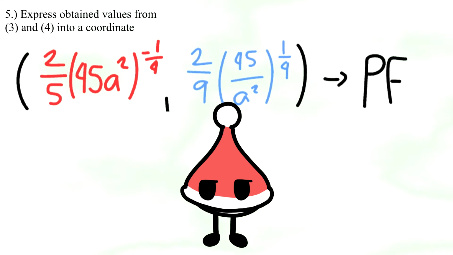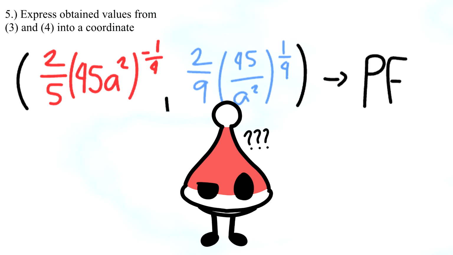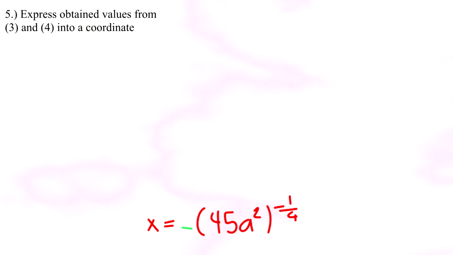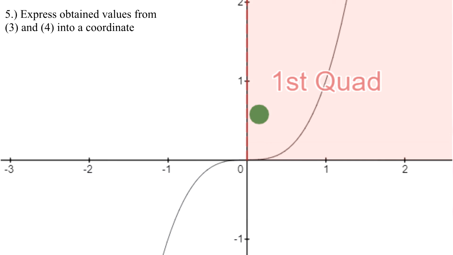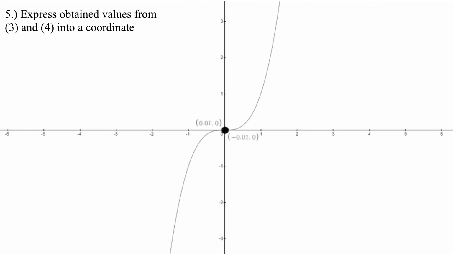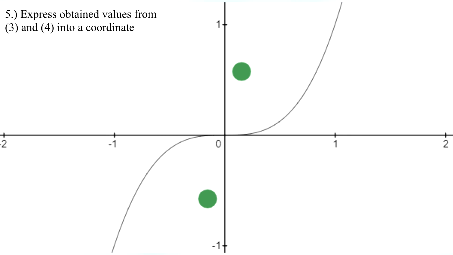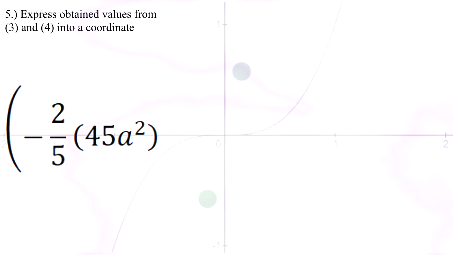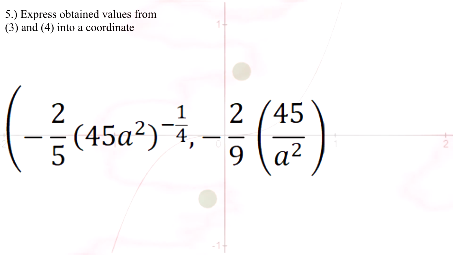But there's one thing left. How about the other pseudo-focus from the negative x value, -45a squared to the power of -1/4? Well, remember that on episode 4, our first pseudo-focus was on the first quadrant and the other on the third quadrant? This is because of the odd function behavior of that function, where any point on x³ has an absolute counterpart. The same happens to pseudo-foci, which means that our other pseudo-focus is -2/5 times 45a squared to the power of -1/4 and -2/9 45/a squared to the power of 1/4.